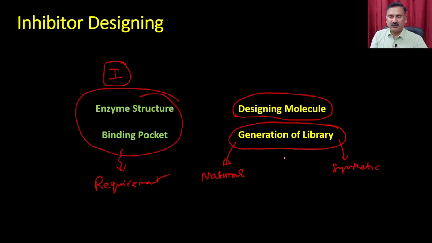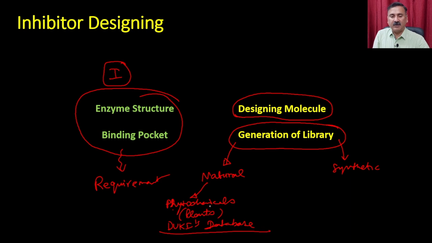Or it could actually be a natural library. There are different sources of natural libraries. For example, you can have different types of phytochemicals. What you can do is take the phytochemicals from different types of plants and use them. You can use the Duke's database, and that is going to tell you what different phytochemicals are present.